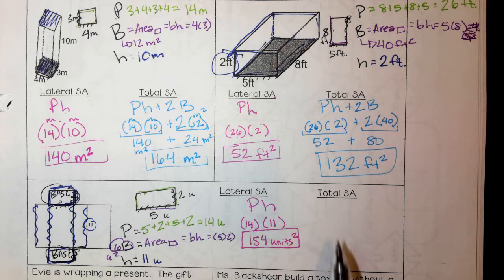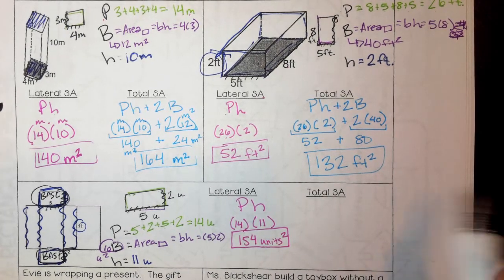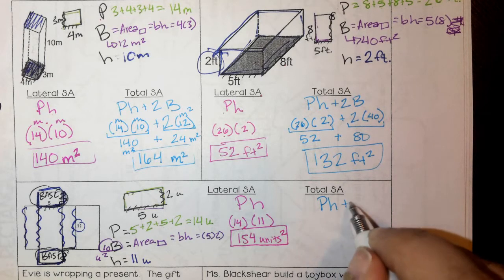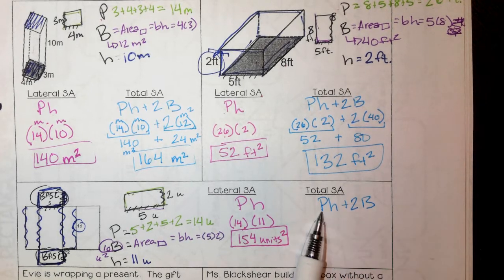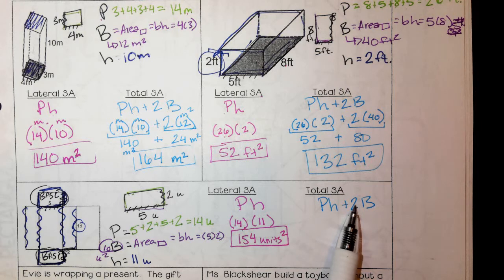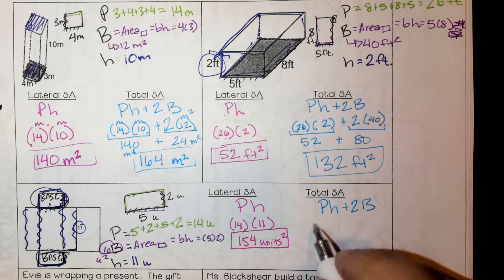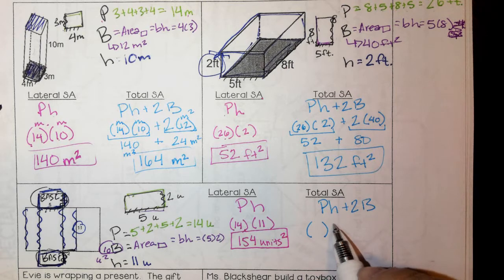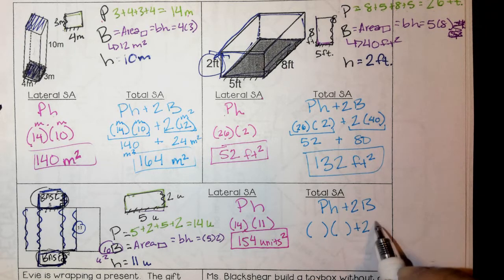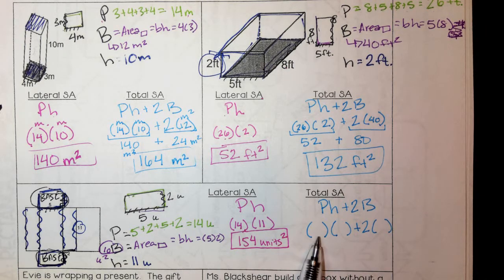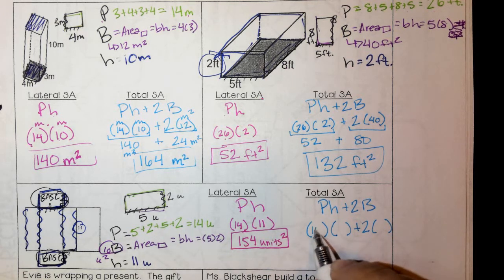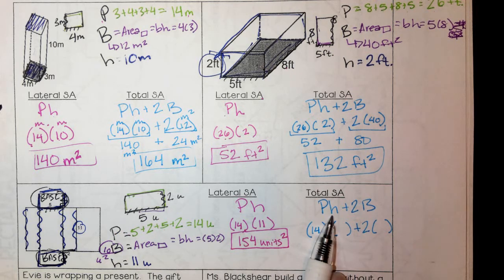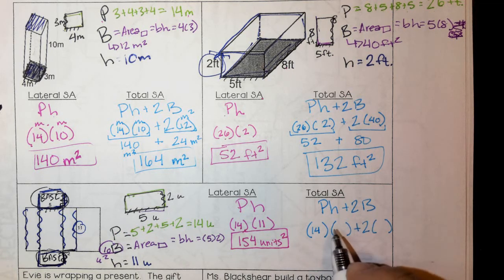Okay, now we're looking at total surface area. Total surface area formula is pH plus 2B, perimeter of the base times the height of the prism, plus 2 area of the bases. Putting a bubble or a set of parentheses everywhere I see a variable. This bubble is in place of P, and P is 14. This bubble is in place of H, and H is 11. This bubble is in place of capital B, the area of the base, which is 10.